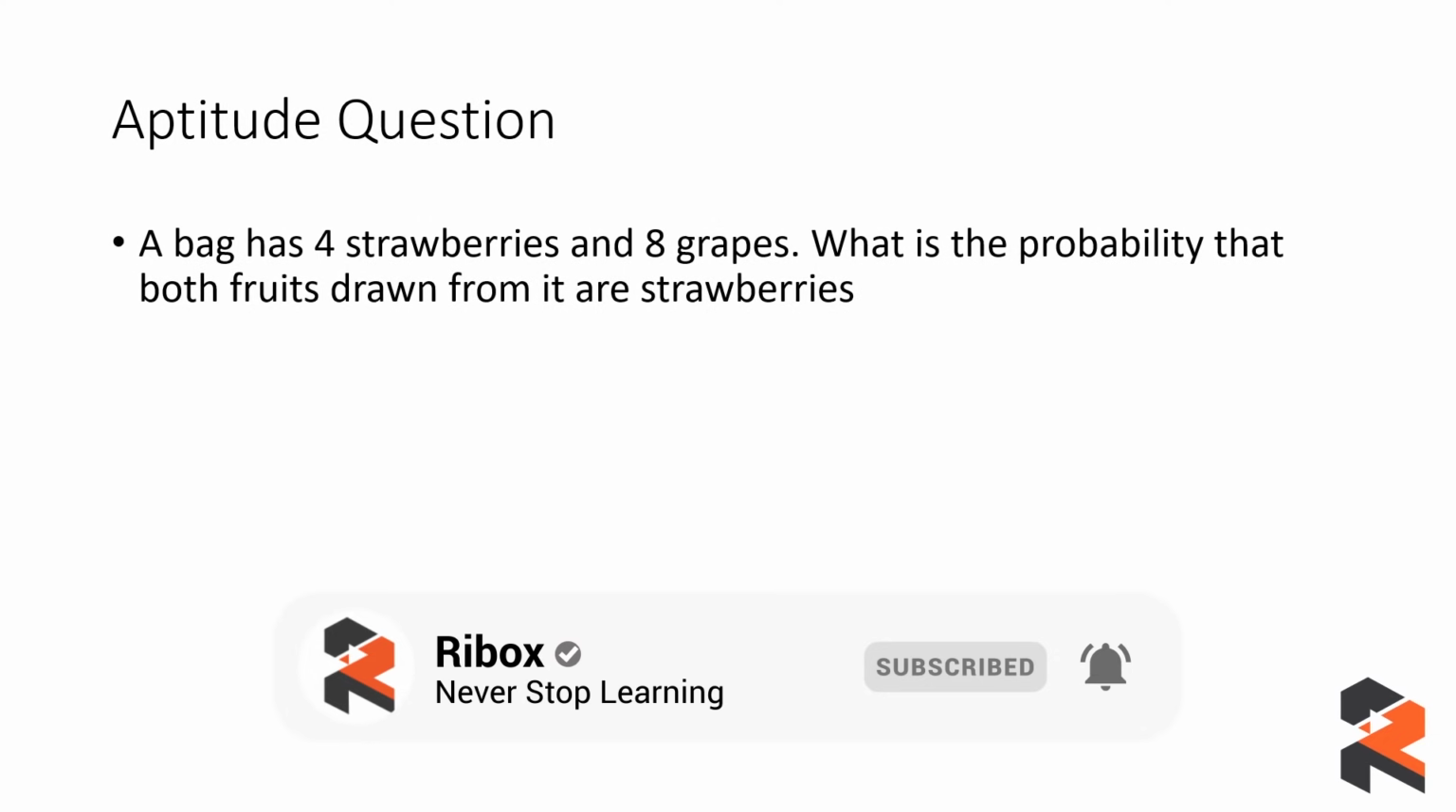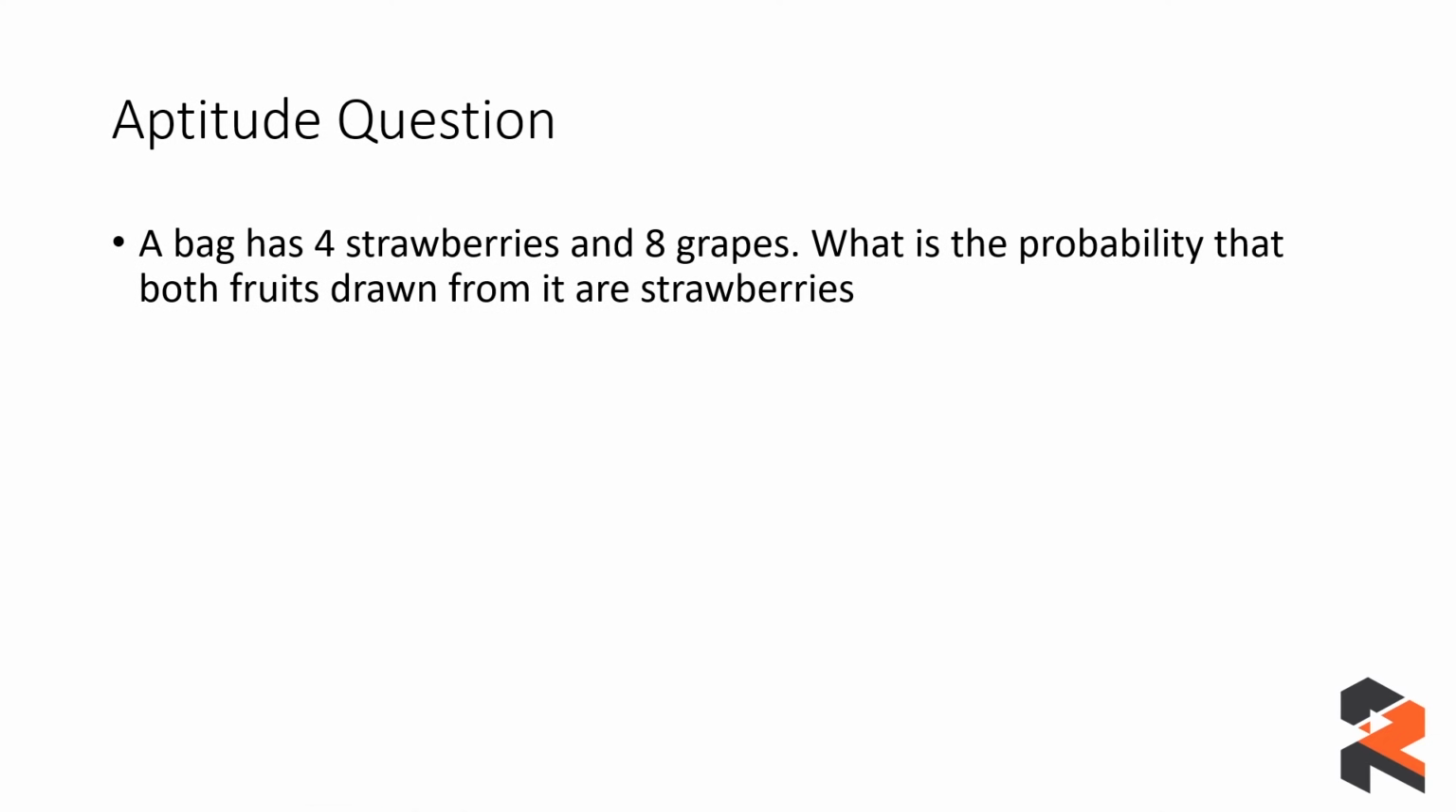This is an aptitude question again. Now it says a bag has 4 strawberries and 8 grapes. What is the probability that both fruits drawn from it are strawberries? So let's look at the options here. So these are the options available to us, and you know that in this case the question is all about probability. It's just about this simple probability. So how do you solve this question?